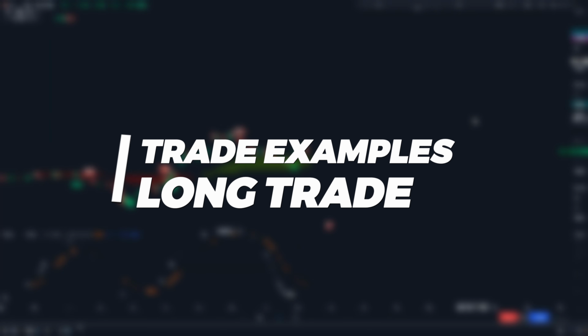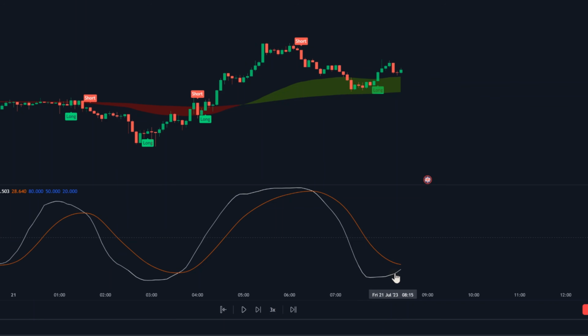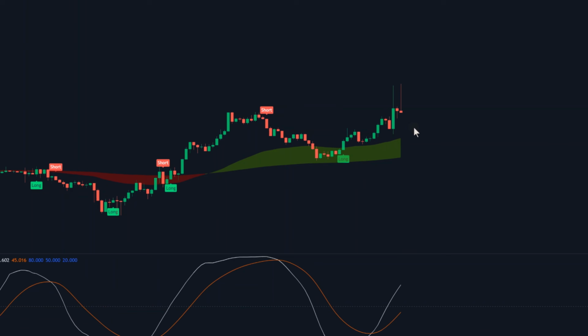Well, to take a long trade, these are the conditions. First, the EMA Trend Cloud should be colored green to indicate that the market is in a bullish trend. Second, the ultimate RSI line should cross above this orange signal line, and that crossover should happen below the midline. After the crossover, we're gonna wait until a long signal is printed by the trend range filter indicator.